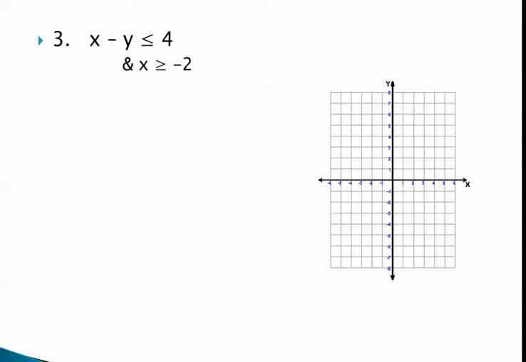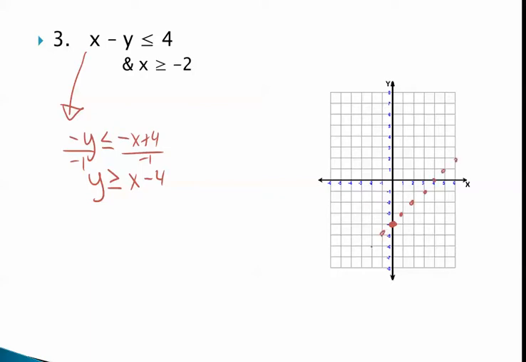Let's take a look at a couple more. Let's go ahead and graph this one. So I'm going to do this by making it slope-intercept. Negative y is less than or equal to negative x plus 4. Y is greater than or equal to x minus 4, again, because I'm dividing by negative 1, so that flips the sign. I'll graph that by putting negative 4 and going up 1 over 1. Since it's an equal to, it's going to be a solid line. And because it's greater than, we're going to shade above.